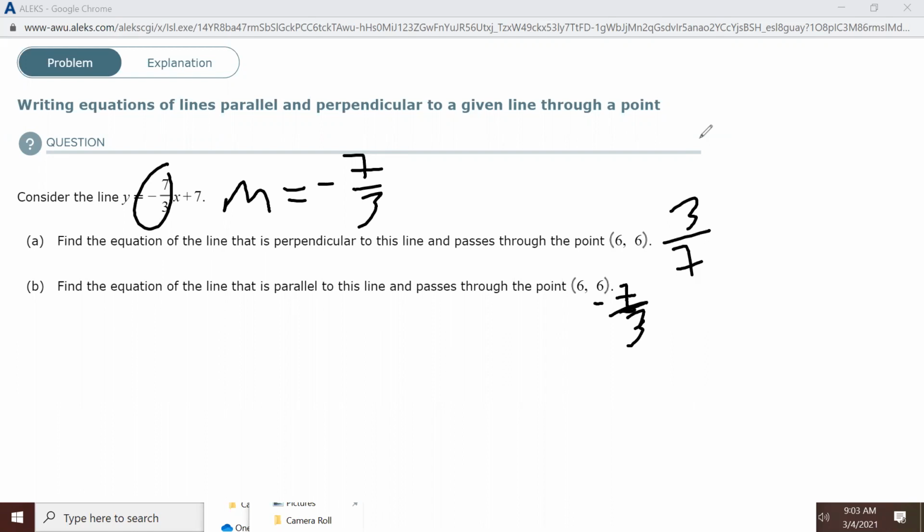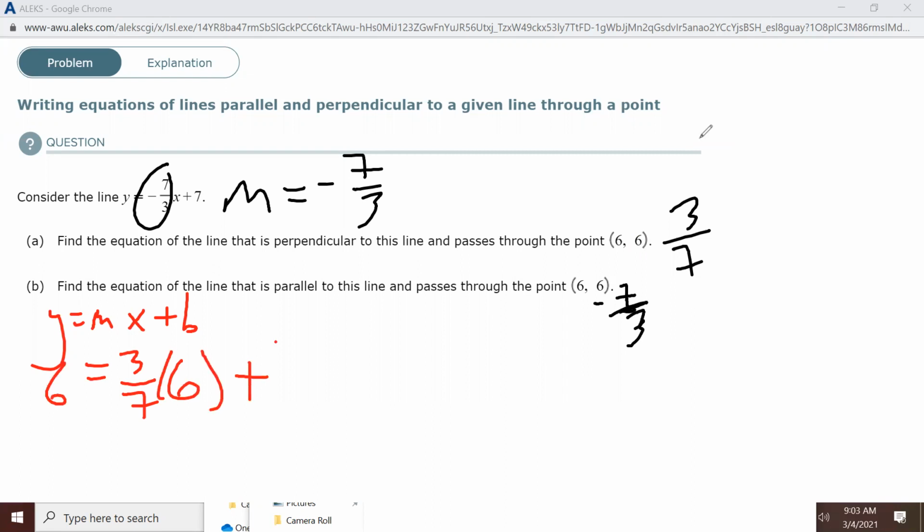For part A, we use y equals mx plus b. We already know the slope is 3/7. And we know that when x is 6, y is 6. So I will plug those numbers in for x and y to find the y-intercept.